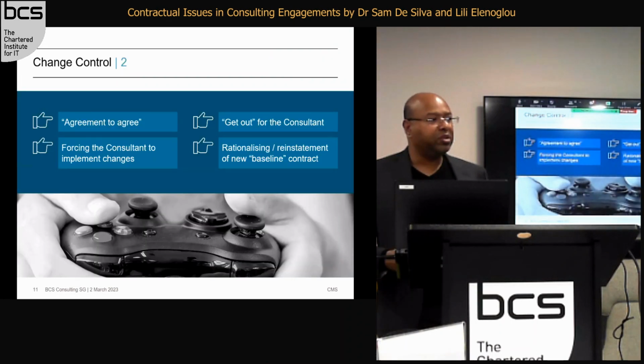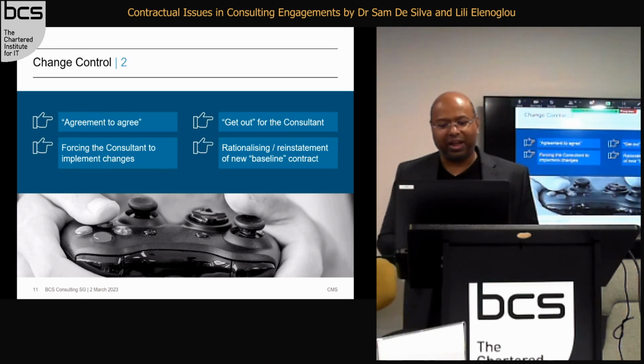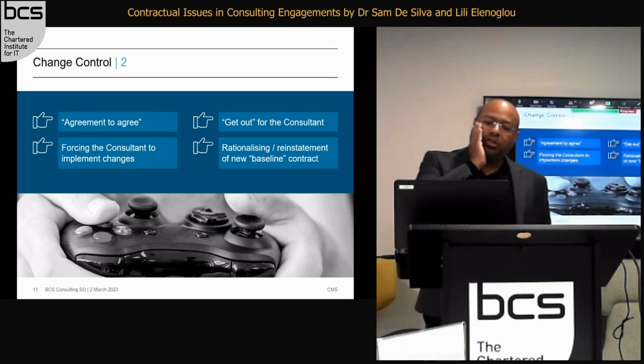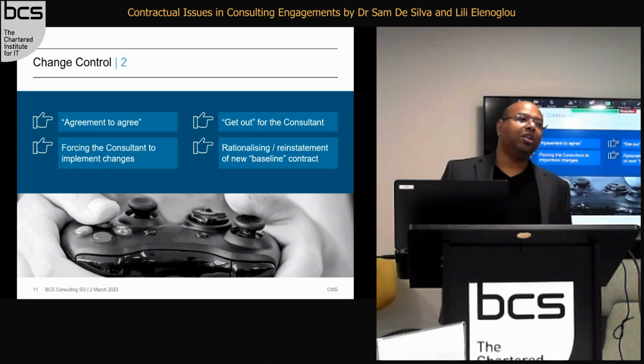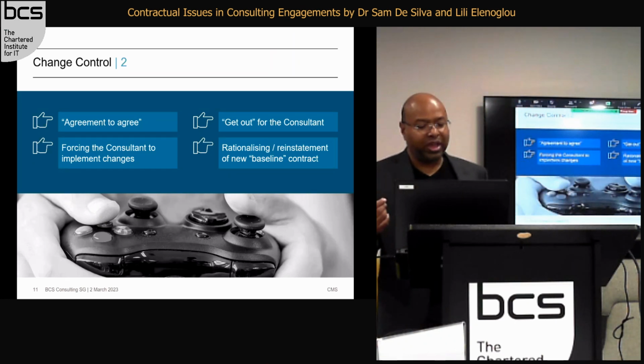So, as I said, it's an agreement to agree. So agreements to agree aren't enforceable. You can't force another party to agree. Often customers will try to force the consultant to actually implement changes. Because there's an agreement to agree, sometimes the change control procedures say there are specific areas of law where you are forced to implement the change. The usual one is a regulatory change saying, well, you have to do this. You can charge for it, but you still have to do it.